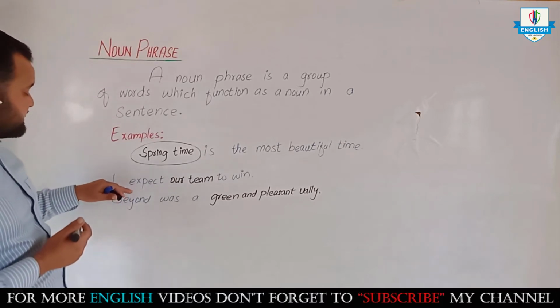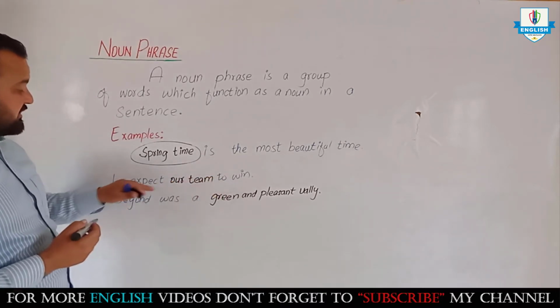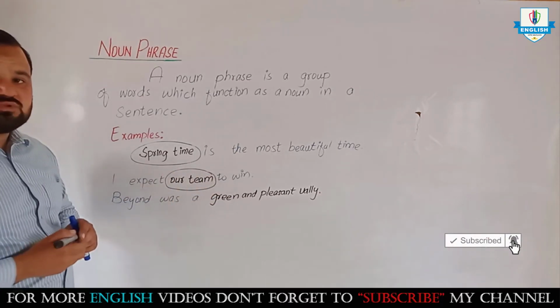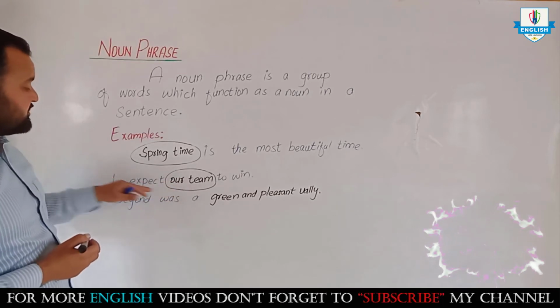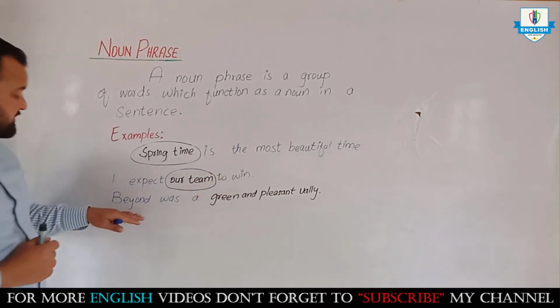Look at the second sentence. I expect our team to win. So in this sentence, these two words functioning as a noun. So this is noun phrase. I expect our team to win. Got it? Look at the third example.